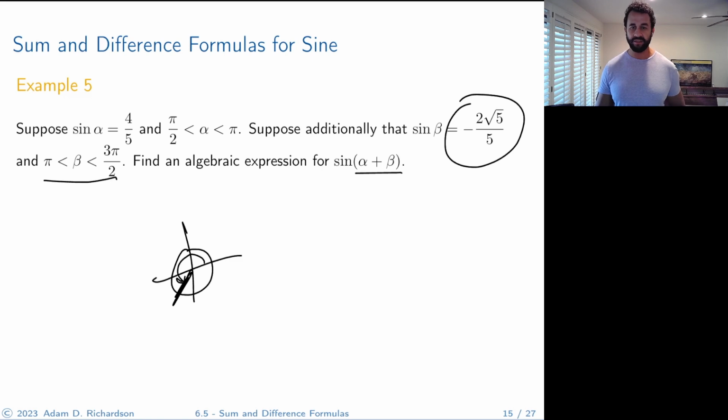All right, now let's try this together. The good news is this: if we know what sine of alpha is and we know what sine of beta is, we can use that to figure out what cosine of alpha and cosine of beta are. Because remember, sine is the same thing as a vertical displacement divided by the hypotenuse, right? The radius of that circle. So from that, we can figure out what cosine is.